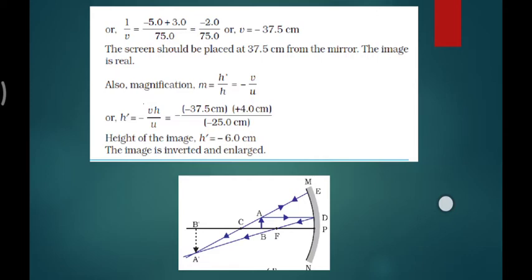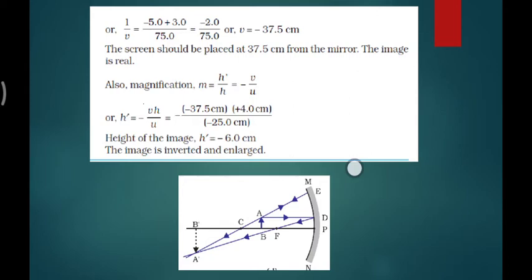But yes, here we have to find the height of the image, so ignore this m. If you want to find h prime, h is given, v you know, u you know, you can multiply h here, and with the other three parameters known, the fourth is very easily obtained, and that is h prime is equal to minus 6. The 6 tells us about the height of the image, but the minus tells us that it forms below the principal axis, as you can see in the figure diagram also. So I can make a judgment at the end: the image is inverted and it is enlarged also.